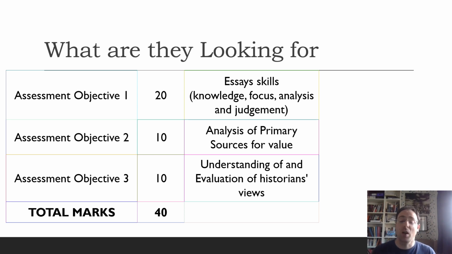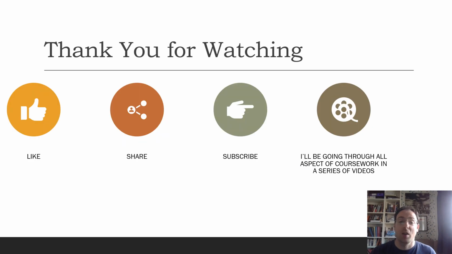And objective 3 is about evaluation of historians' views. So how well do you understand their view, just like doing a question 1 on paper 1, and then also your evaluation of their view and your evaluation of the context and limitations in terms of their writing. Right, and if you do all that perfectly, you'll get 40 out of 40. Doesn't sound too bad, does it? Right.